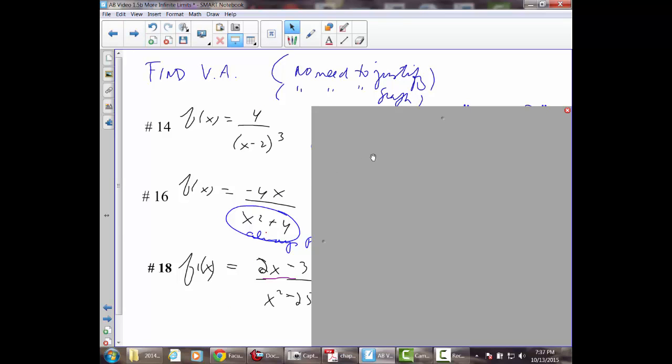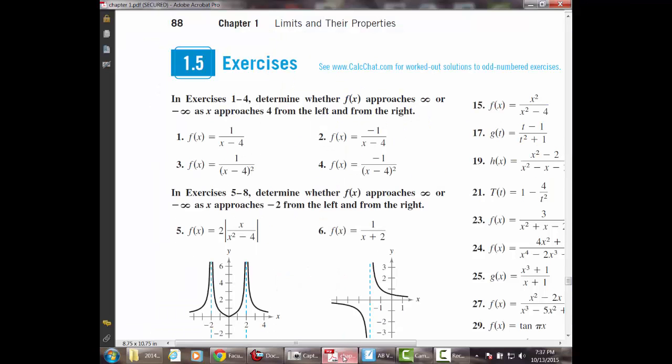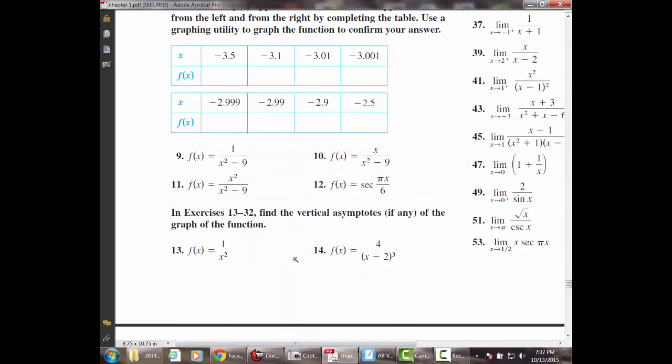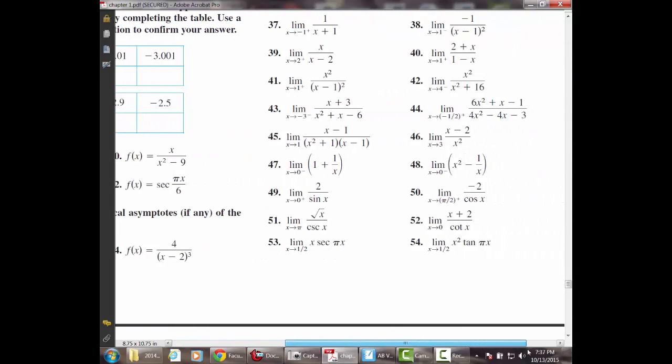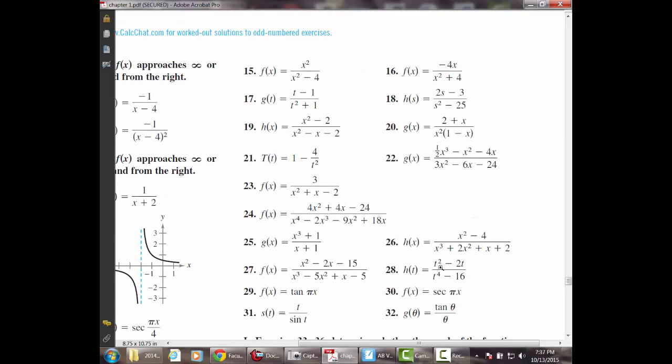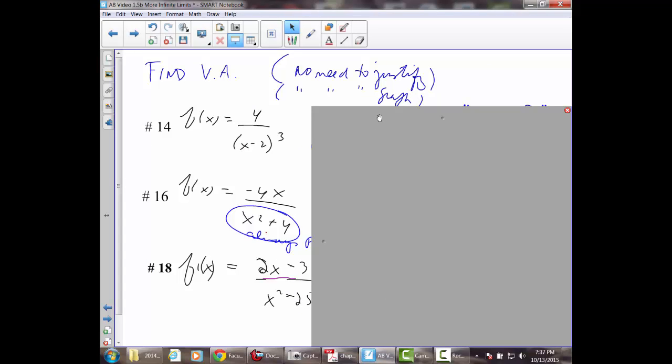Most times you'll find out that it doesn't work and that the answer is no, it does not cross it. Okay, so if you look at the textbook at this point, and you're looking at numbers 14, all it says is find the vertical asymptotes, if any. So you're looking at 13 through all the way to 32. But it does not say that it wants you to justify or graph.